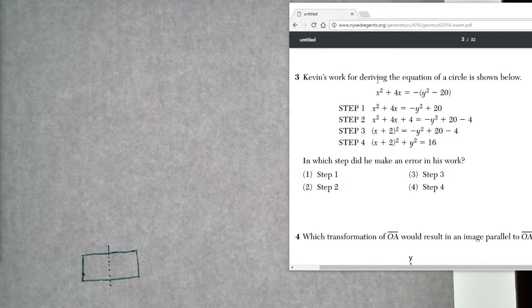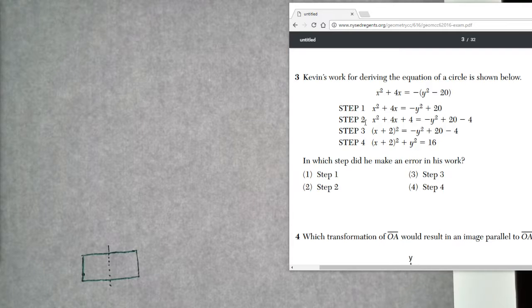Question number 3. Kevin's work for deriving the equation of a circle is shown below. X squared plus 4x equals negative parentheses y squared minus 20, close parentheses. Then it shows the steps, and the question is asking, in which step did he make an error in his work?